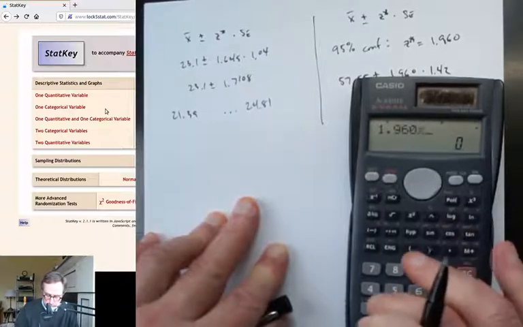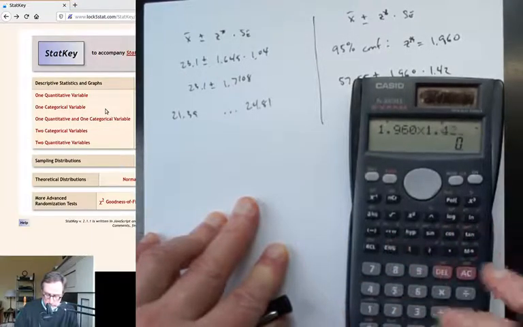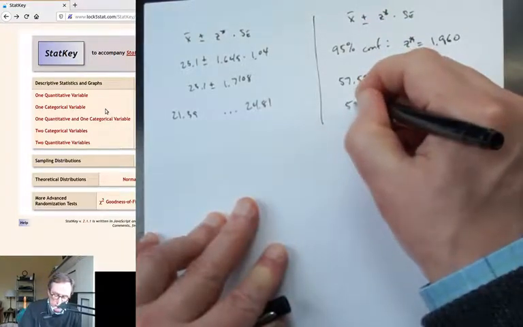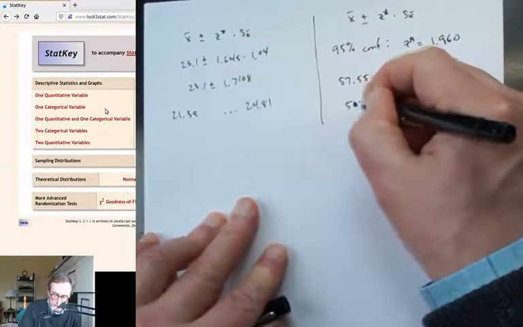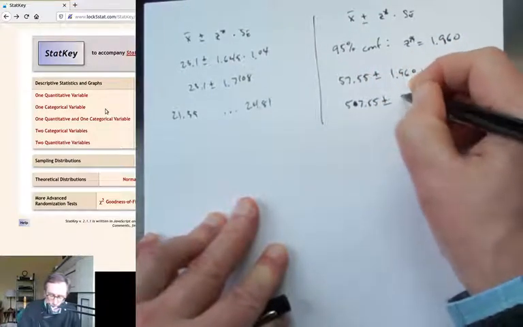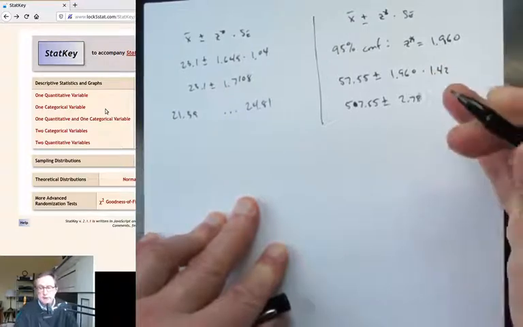1.960 times 1.42 comes out to be 2.78. So this is 57.55 plus and minus 2.78, and that's the answer.